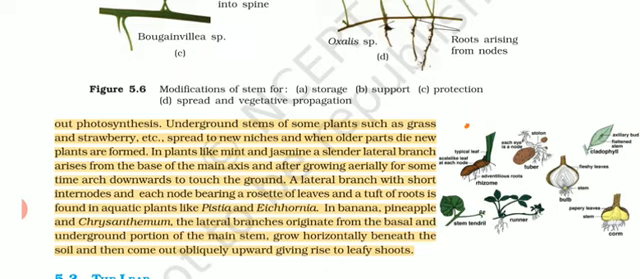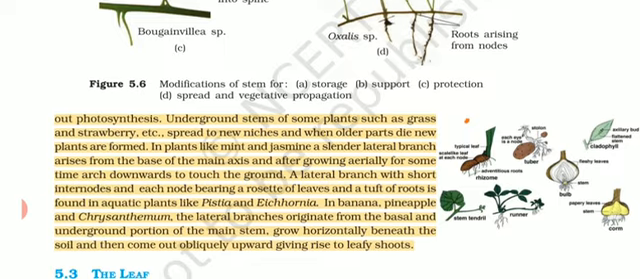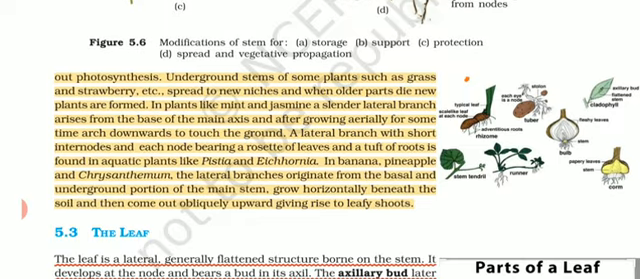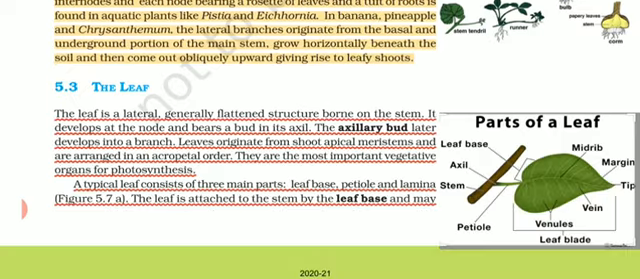Now let's come to banana, pineapple and chrysanthemum. The lateral branches originate from the very basal portion, grow horizontally beneath the soil and come upwards and give rise to leafy shoots. So these are certain modifications which are generally not present in all flowering plants, but are restricted to only a few examples.